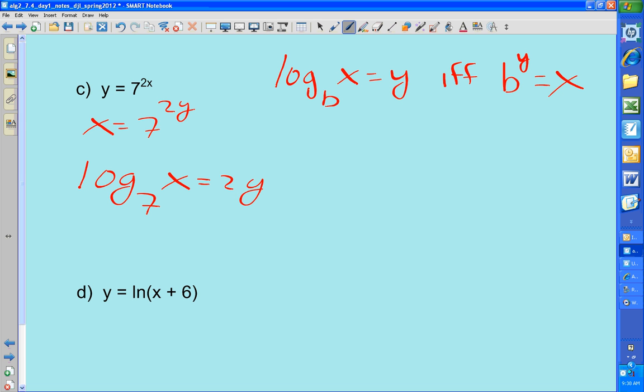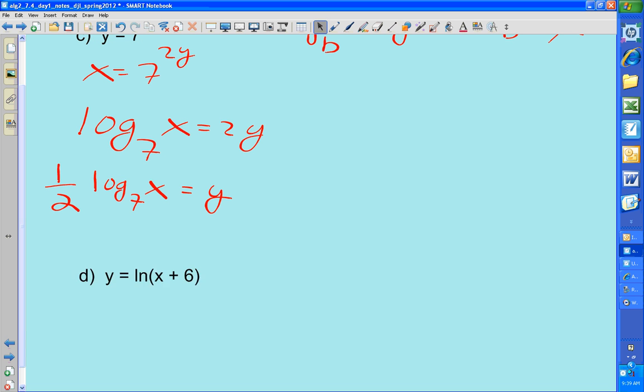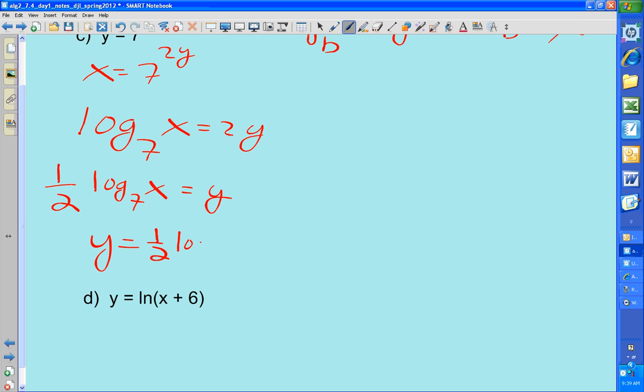How do I get rid of the 2? You could divide each side by 2, but that's going to be really confusing looking to us. Log base 7 of x all over 2. What's another way that we could do it? Multiply by a half. So you would get 1/2 log base 7 of x is equal to y. And then you typically turn it around and write y equals 1/2 log base 7 of x.